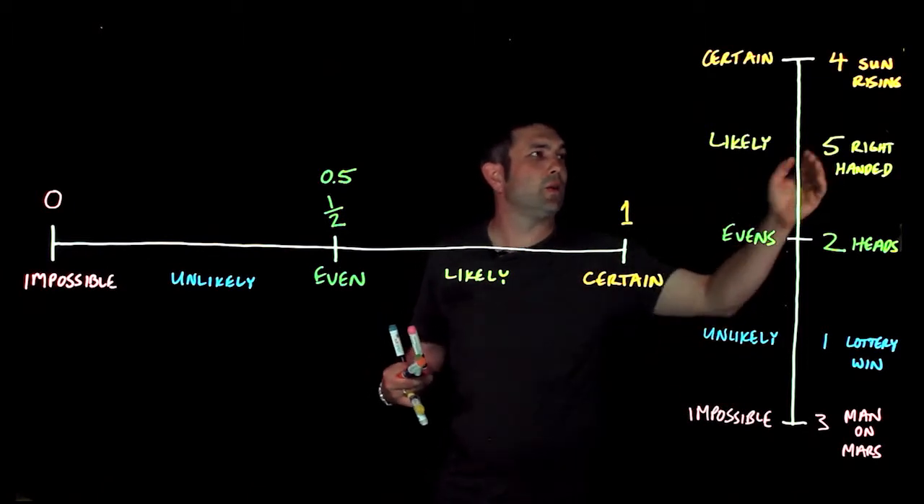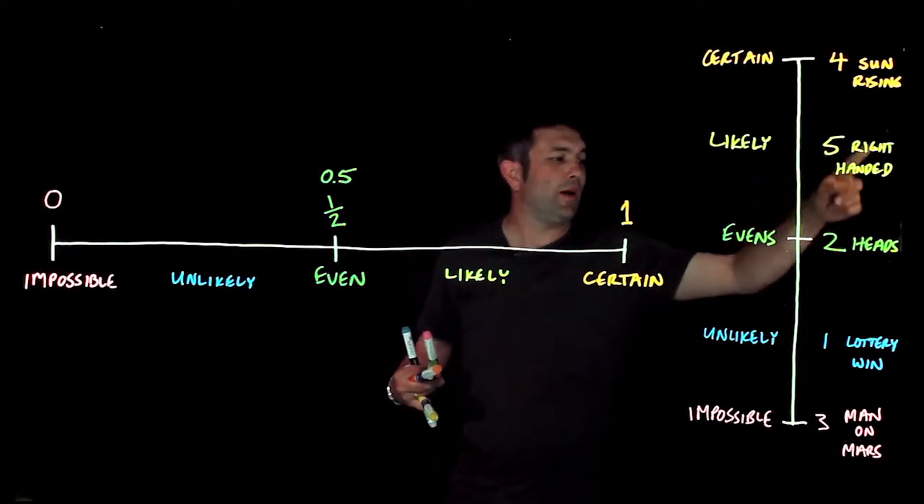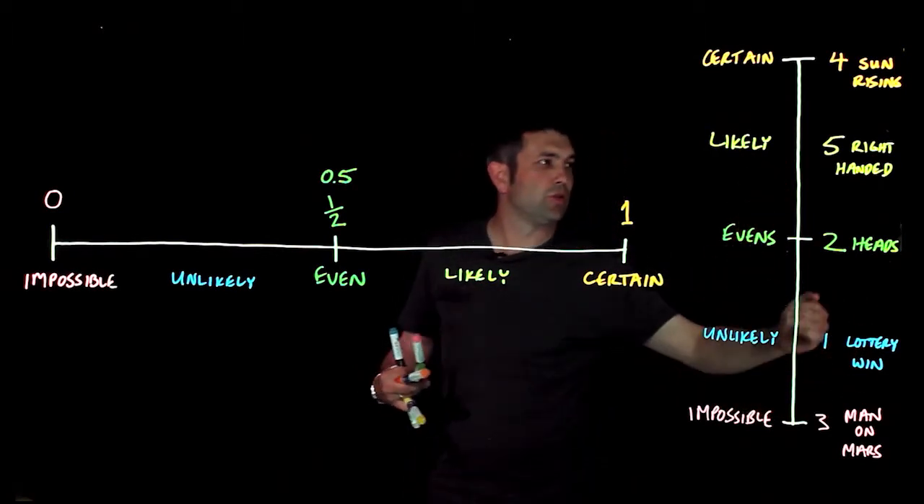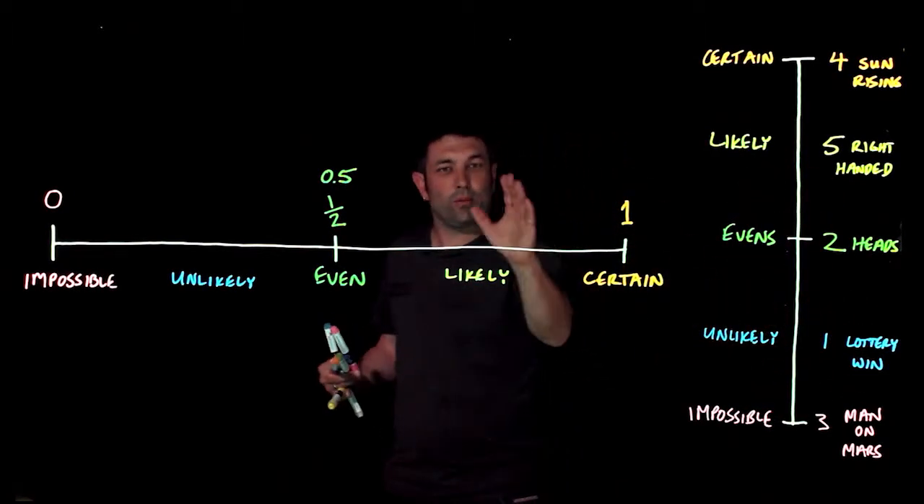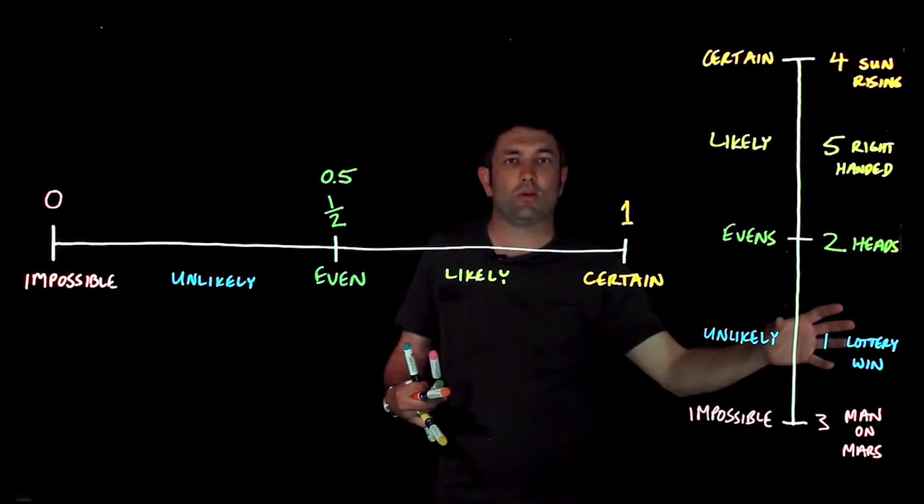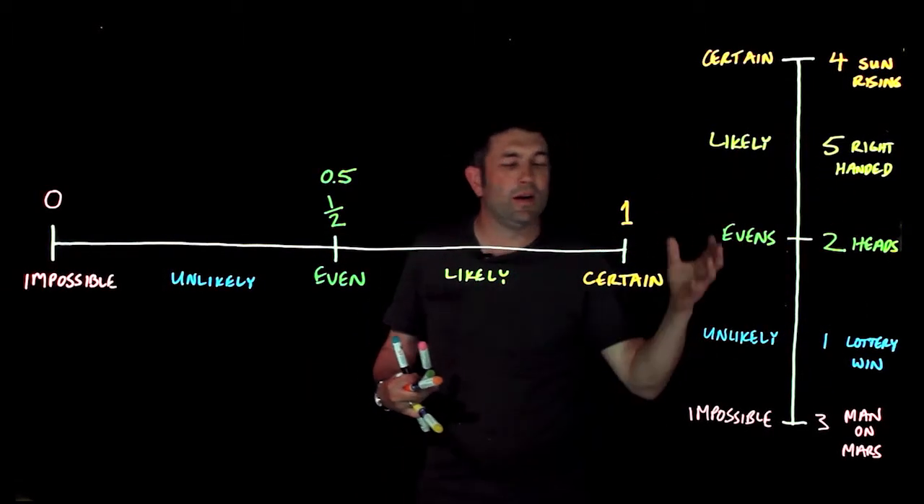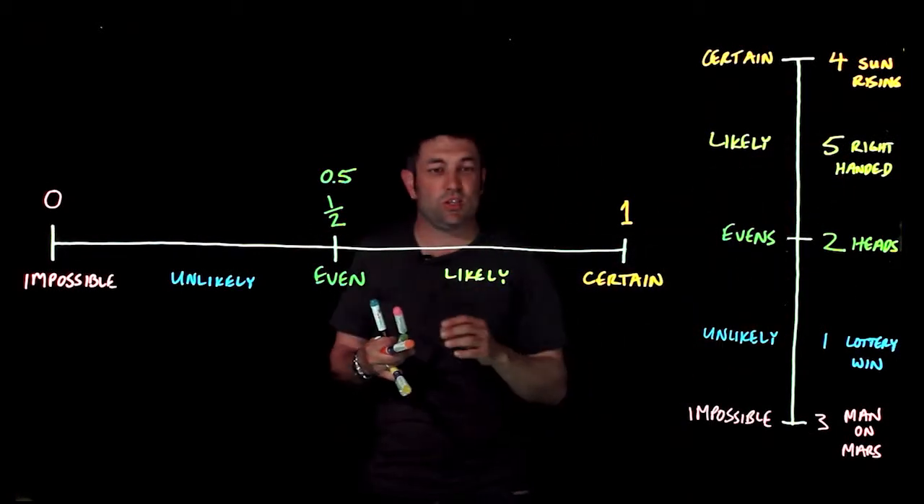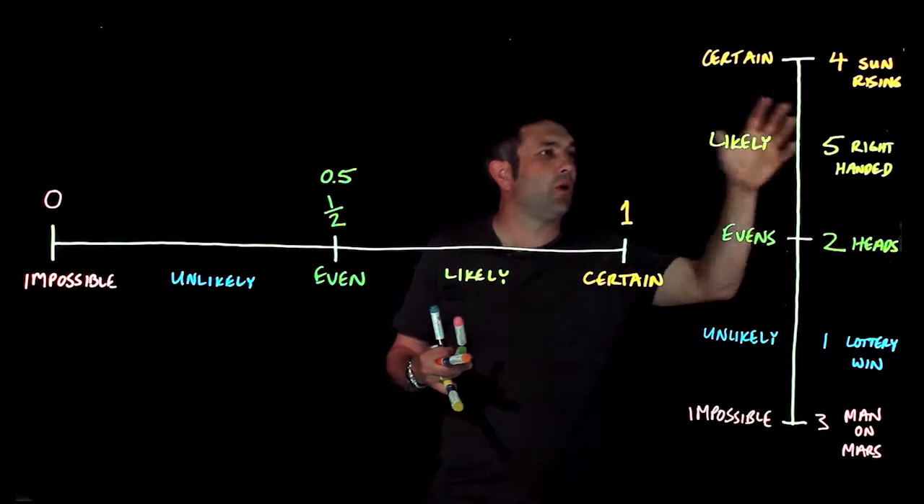But we had these 2 others, didn't we? We had the probability of right-handed, we had the probability of getting a lottery win, or the chance of getting those. Now, if I'm going to put numbers to these, I need to call it probability rather than chance. Unlikely, likely, evens, that sort of thing, that's called chance. Numbers means probability.